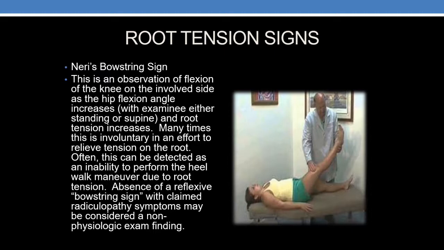Here you see an examinee getting the straight leg raise maneuver. In the event of a hot L5 nerve root, you would expect to see her flex her knee as a reflexive protective response to pain. Okay, so when your examinee reports positive symptoms with these root tension tests, you're going to want to look for the reflexive bowstring sign. And absence of a reflexive bowstring sign may be considered a non-physiologic exam finding.